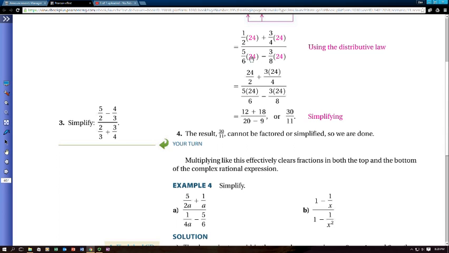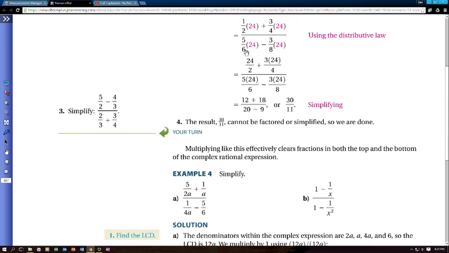You end up with 5 times 4 is 20. Here, you have 3 times 8, so 8's cancel. I get 3 times 3 is 9. And I think if you start thinking that way, you're really going to do better in your future algebra courses. So we end up with this simple addition over a simple subtraction of integers. So, and I end up with 30 over 11.